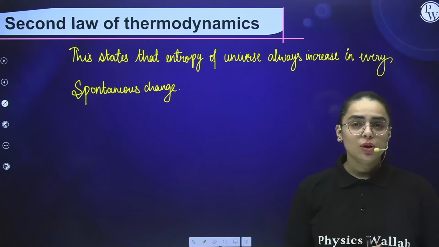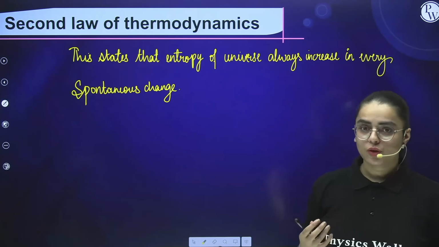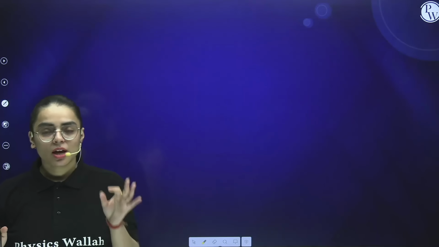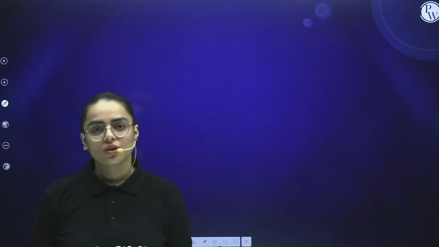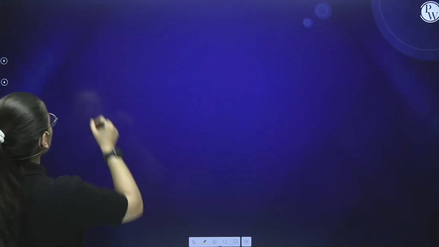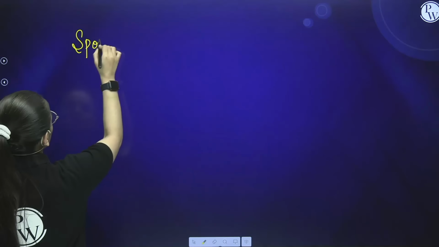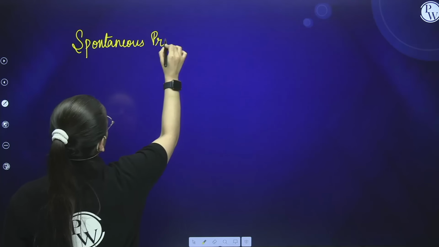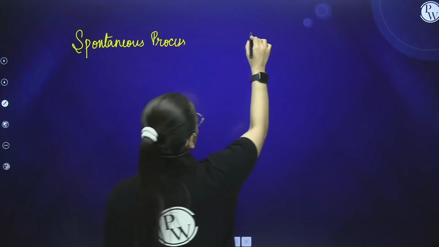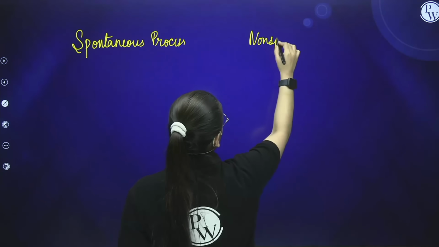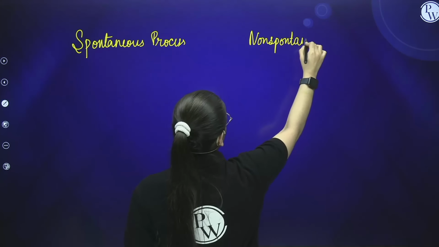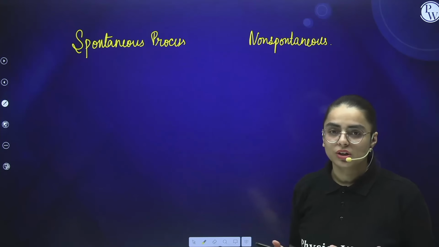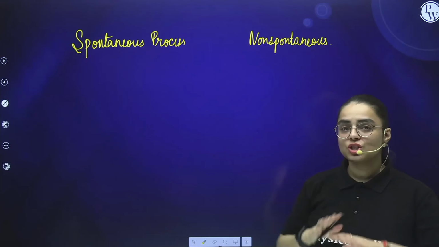Okay, so now what do you mean by spontaneous change? First of all, we need to understand this, students. There are two kinds of changes. One is the spontaneous process, another one is the non-spontaneous process. Basically, spontaneous is the one which occurs on its own, and non-spontaneous is the one which doesn't occur on its own.